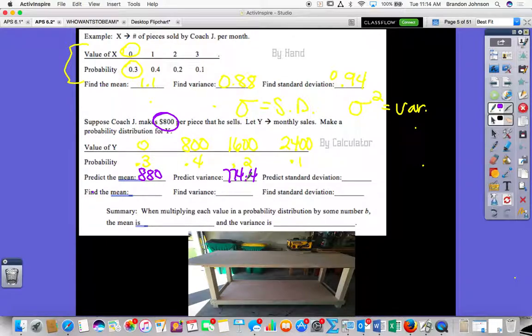Nicely done. What about the standard deviation? It was just 0.88 times 800, right? 704. Gotcha. Perfect. What about the standard deviation? 0.94 times 800. What would you get there? 752. Nicely done. All right, James. Good. So that's the predicted, right? You would predict that to be the case based on chapter 2.